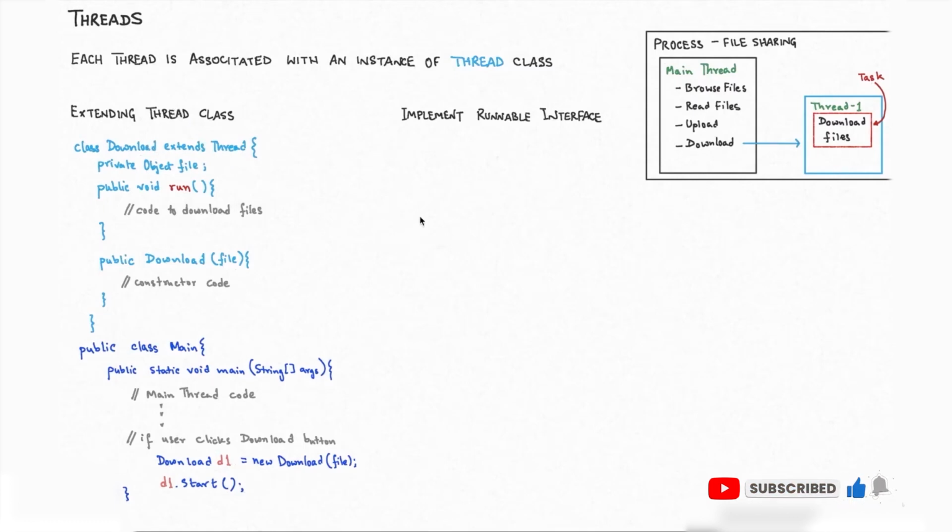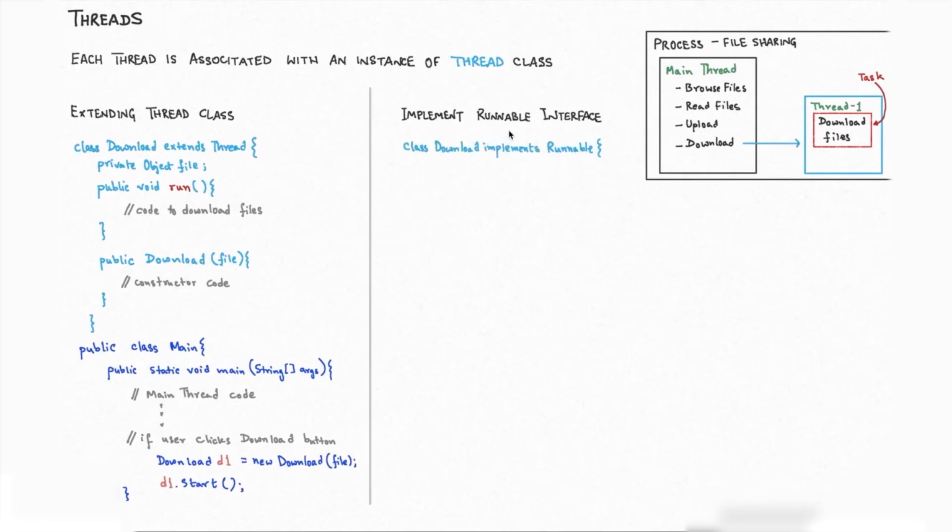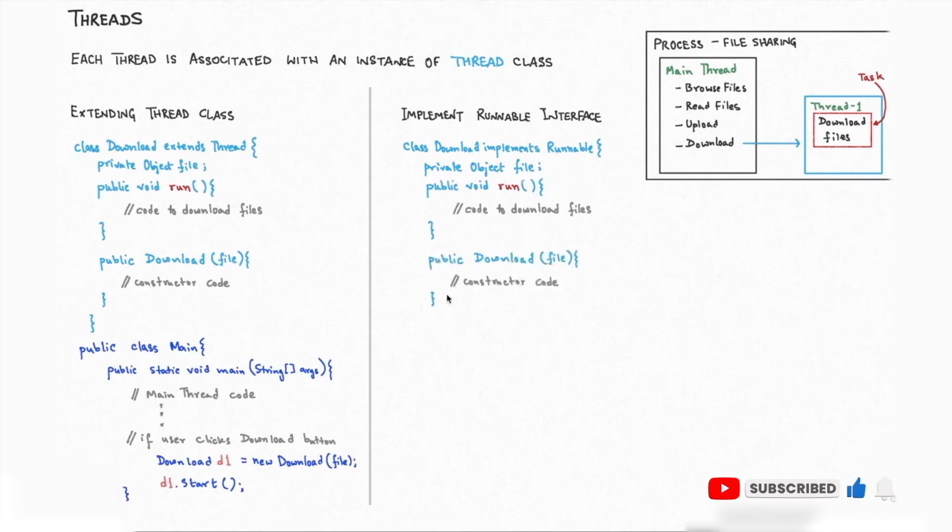Let's look at how we can create a thread by using a class that implements runnable interface. So if we were implementing the runnable interface instead of extending thread class, we would have defined our download class like this. We would have said class download implements runnable, and runnable is our interface that is already defined in Java. We will have the same file object as a private attribute of our download class. And here also we'll have to define a run method. In the run method, we will write the code that would allow us to download files. We can also have a constructor of the class, and now we have our download class that implements runnable interface.